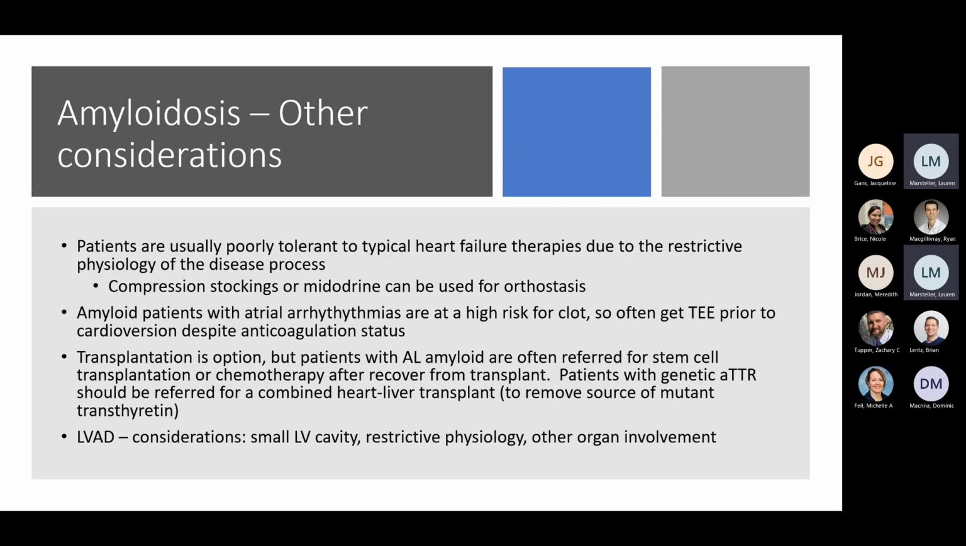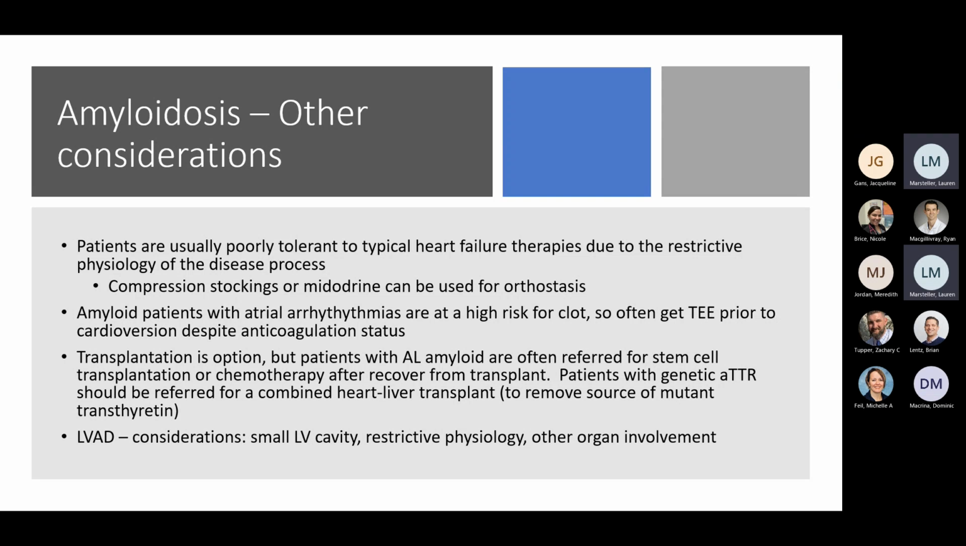Transplant's an option, but just a couple considerations for the patients with AL amyloid. If they are transplanted and can get to transplant, oftentimes they need a stem cell transplant or chemotherapy post-transplant once they recover, because they still have the amyloid in their system, and obviously you want to prevent it from affecting their new heart.